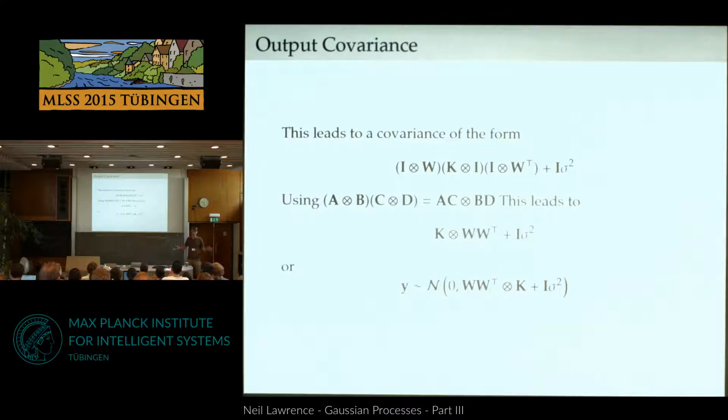So the output dimensionality times the number of data points cubed. That's the worst case complexity. And this is a difficulty when you're dealing with multiple output processes. You get this severe cubic complexity.